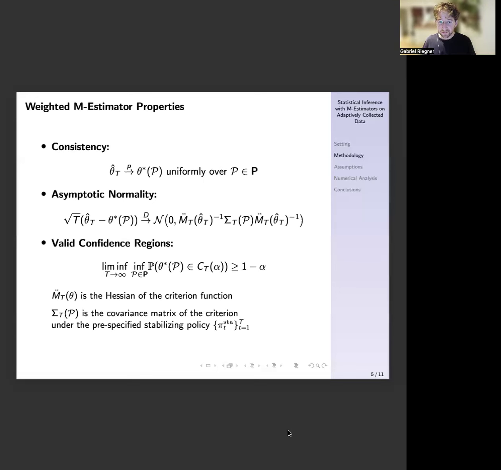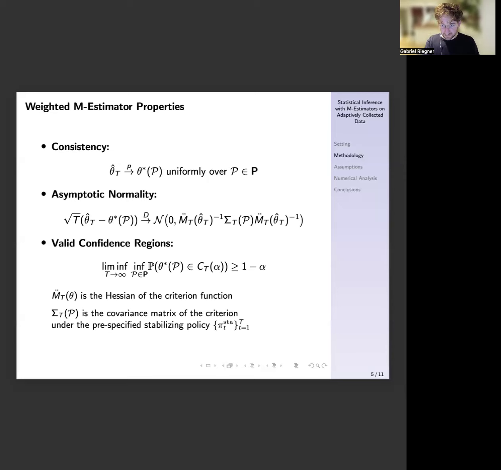So in the paper, they prove these results, but I'll just point them out here. The first is the consistency of these M-estimators when you include the weights. So the estimator converges in probability to the true parameter value, which is theta star, uniformly over the space of possible distributions. This means that as the sample size t increases, the estimator gets arbitrarily close to the true value, regardless of the underlying distribution.